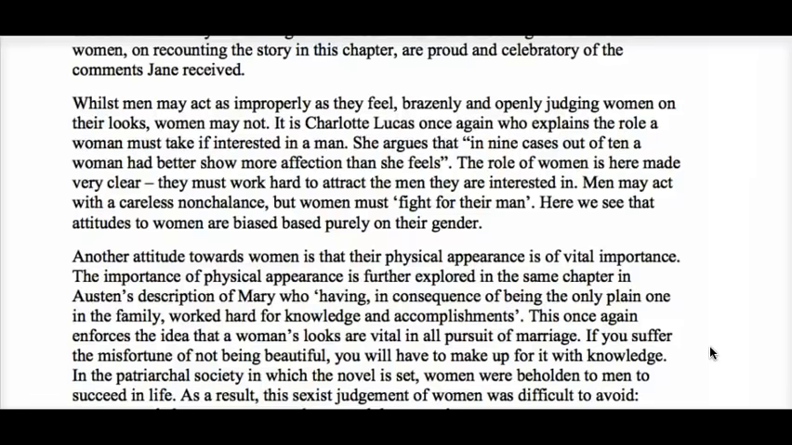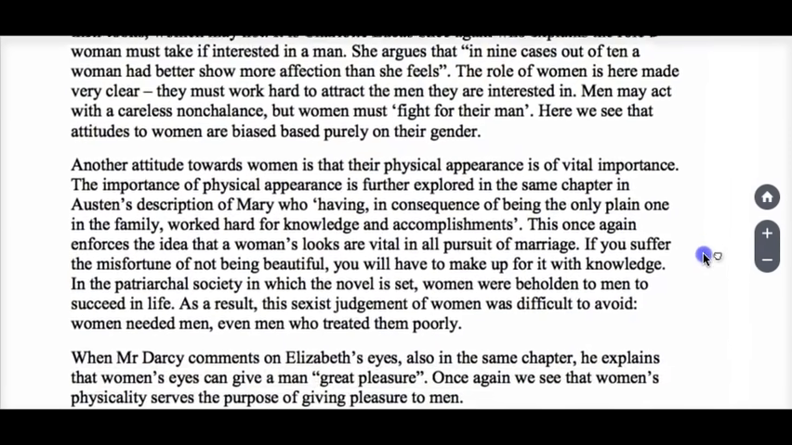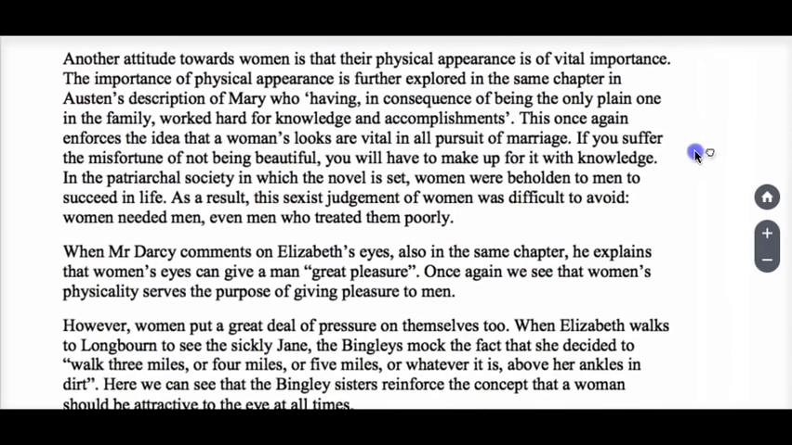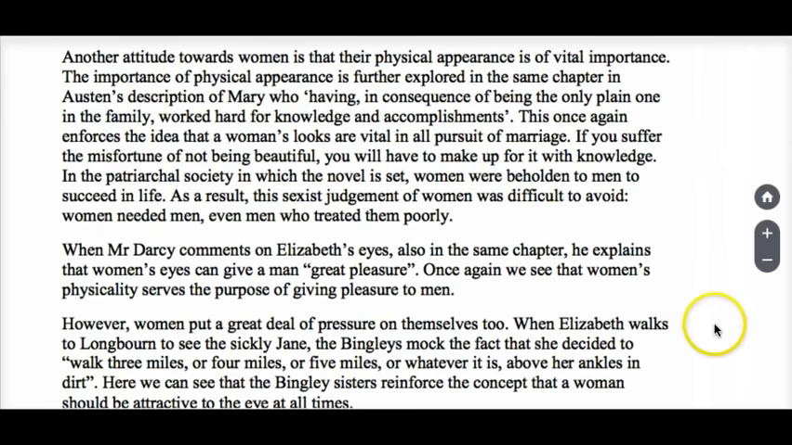Another attitude towards women is their physical appearance is of vital importance. The importance of physical appearance is further explored in the same chapter in Austen's description of Mary, who, having in consequence of being the only plain one in the family, worked hard for knowledge and accomplishments. This once again enforces the idea that a woman's looks are vital in all pursuit of marriage. If you suffer the misfortune of not being beautiful, you'll have to make up for it with knowledge.